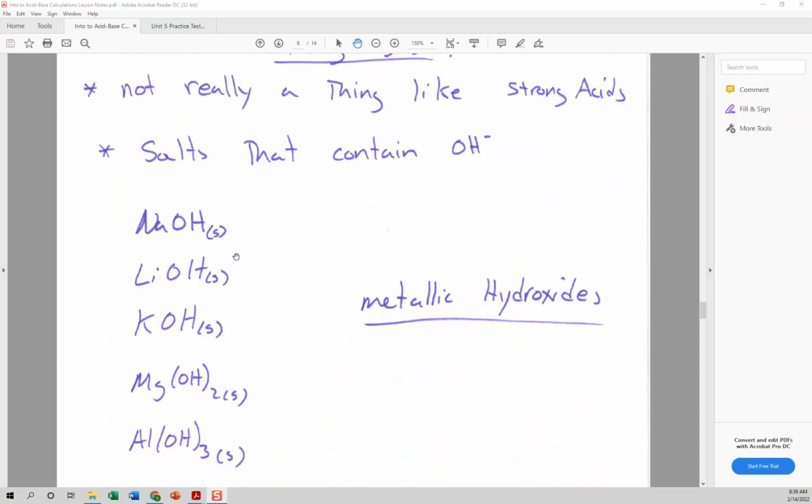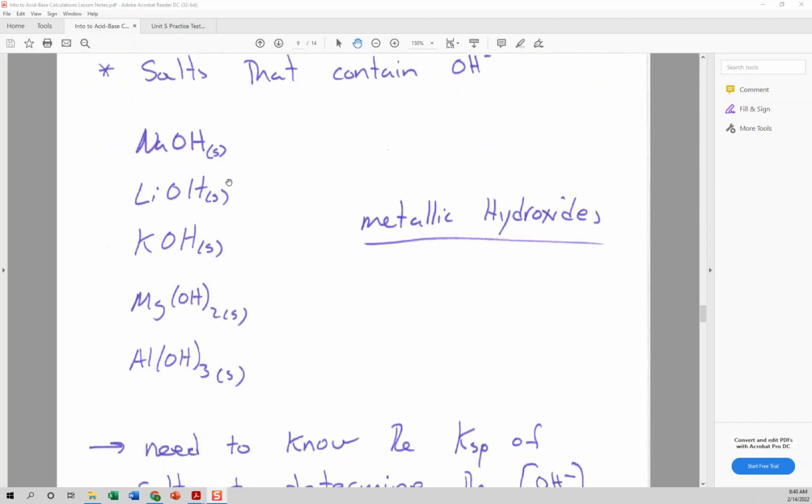The question is, like HCl, it starts out in your solution as dissolved in water, HCl aqueous. Is it HCl together, surrounded by water, or did it dissociate and form H plus and Cl minus? And if it 100% dissociates, it's a strong acid.